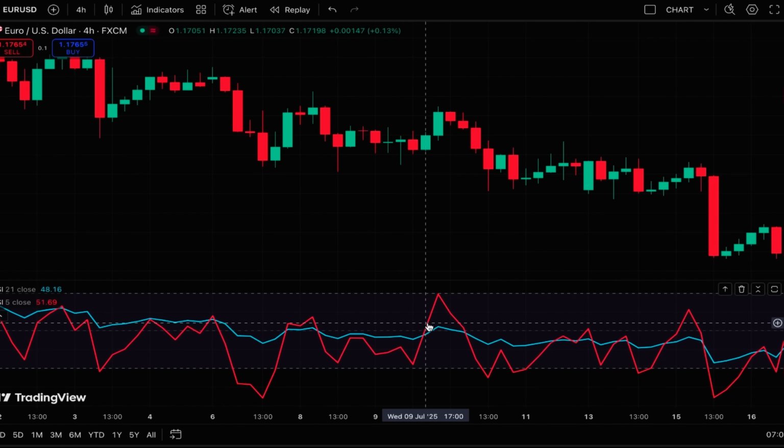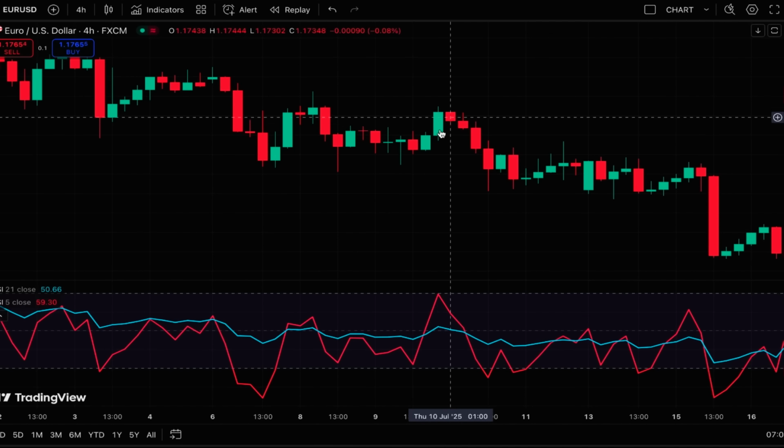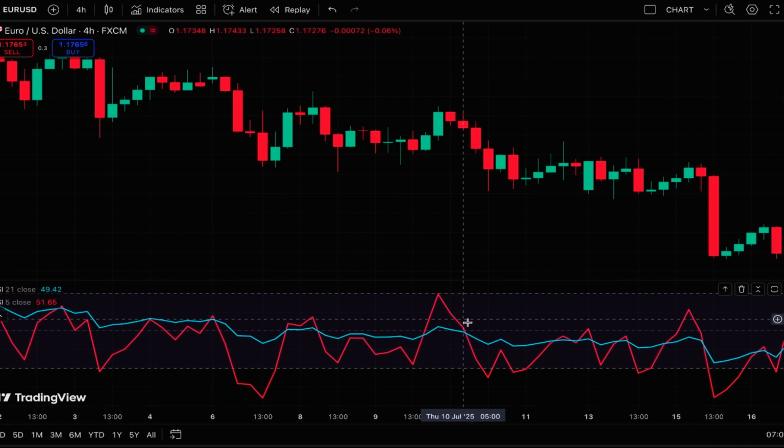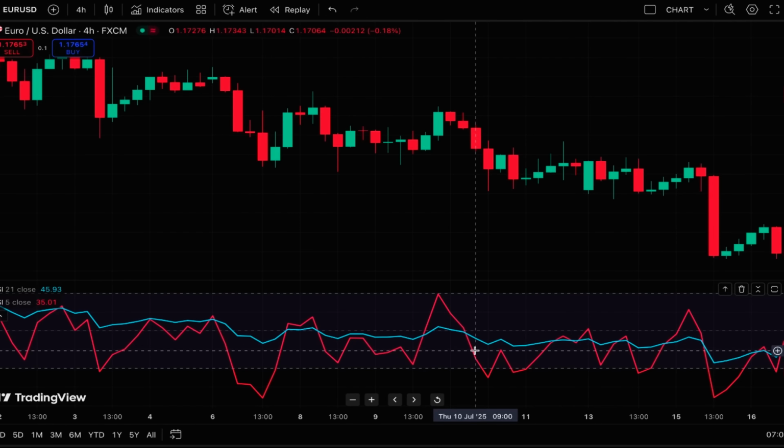This shows that a pullback is probably forming on the chart. And when the red RSI is closed back below the blue RSI, and if both of them are below the center line, this is a sell signal. So in practice here, we had a signal for opening a short position.